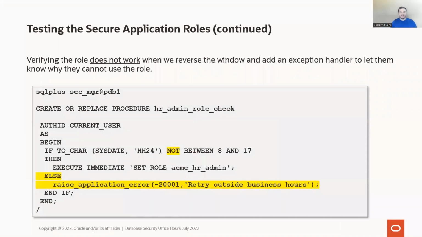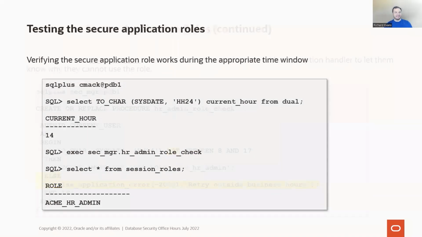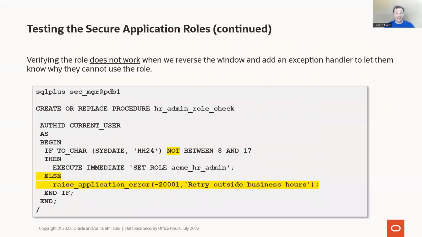All right, now let's go back and let's say, but I want my admins to work outside of business hours. And how do I know whether it worked or not? It just says PL/SQL procedure successfully completed. Okay, throw the word not in there, not between, add an else, raise an exception. Now we've got a custom exception here that's going to say retry outside business hours.